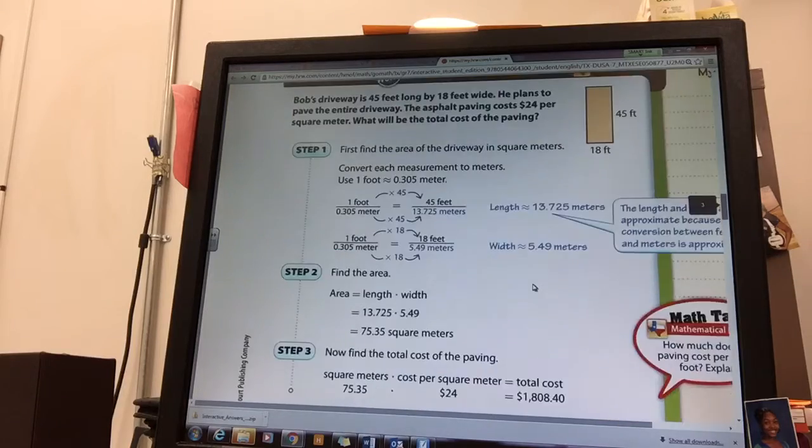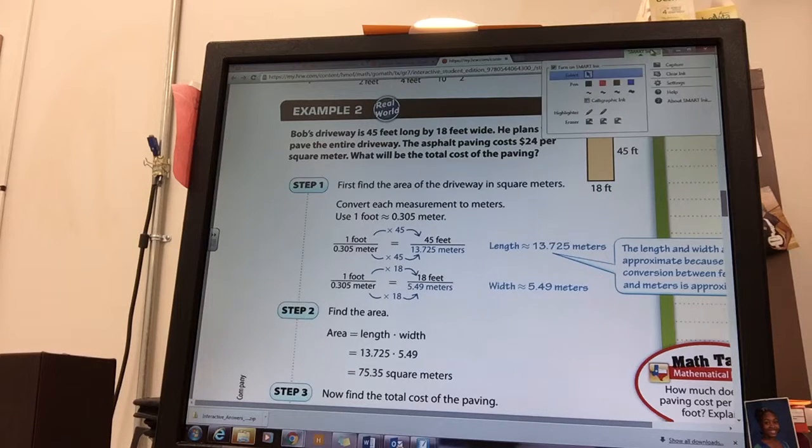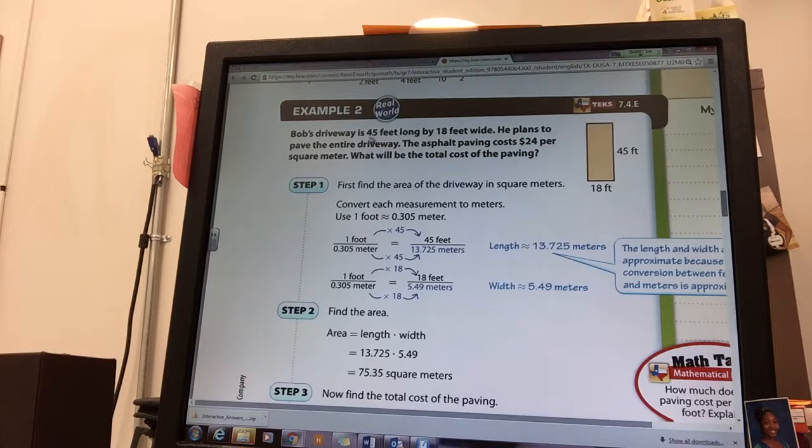We can also do this with proportions. So let's look at the example. Bob's driveway is 45 feet long by 18 feet wide. He plans to pave the entire driveway. The asphalt paving costs $24 per meter. And I don't really care about the total cost right now. I just want to know what the 45 and the 18 are going to be in meters. So I'm going to take my given, and it's going to be two separate problems because I have to do my length and then my width.